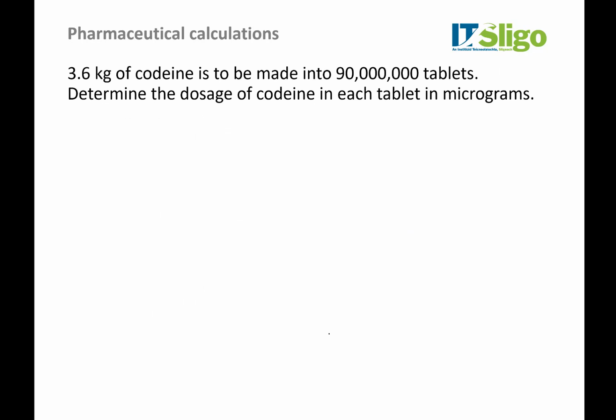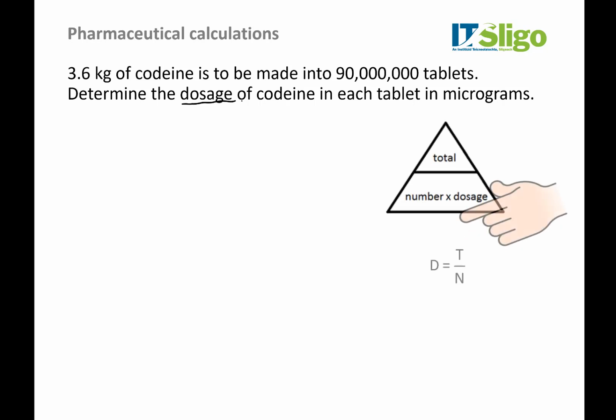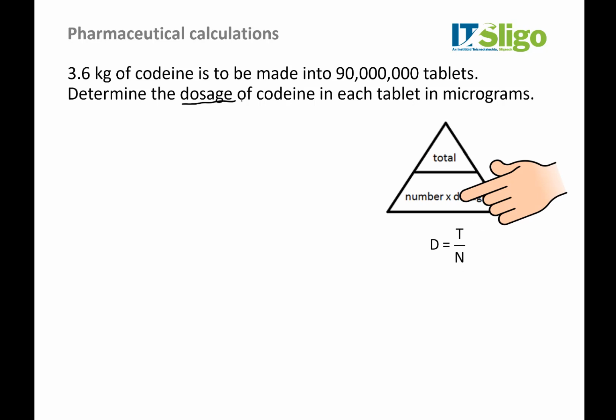3.6 kilos of codeine is to be made into 90 million tablets. So the numbers, guys, are nearly unwieldy, but determine the dosage. So it's telling us what we want. We want the dosage. Dosage, put our finger over dosage. Dosage is total over number. So the total, guys, I have 3.6 kilograms of codeine. Kilo, 10 to the power of 3. And it's to be divided by the number. Now the number, guys, is going to be 9 by 10 to the power of 8. I hope you're okay with that.